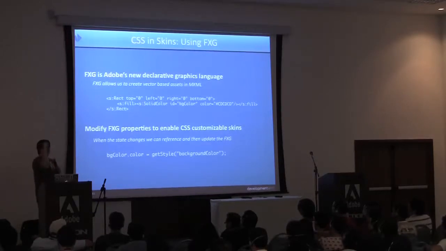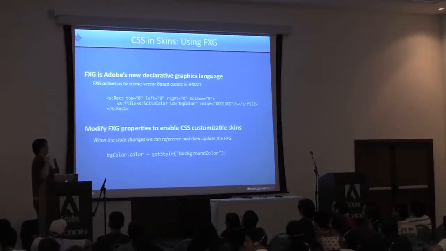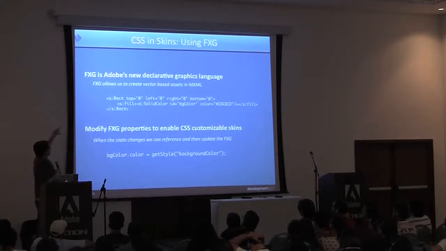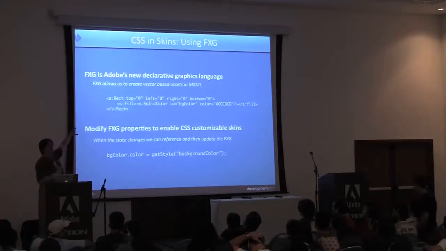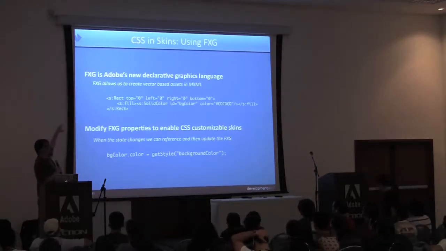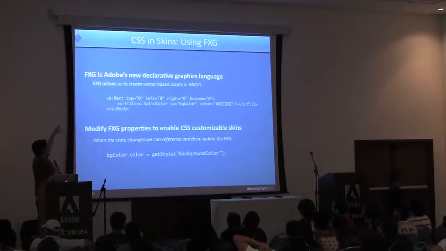You have to actually think in the order of, okay, I need to move my cursor here, I need to draw it this big, I need to fill it with this color, I need to set this stroke. To create really complex objects takes a lot of code and a lot of thought that you need to consider while doing this. So what FXG is doing for us is allowing us to use MXML to do that layout for us. So we can create really, really complex graphics using MXML.